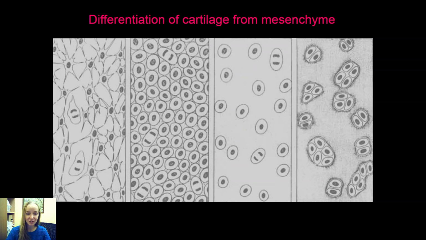Differentiation of cartilage from mesenchyme. Cartilage is formed from the mesenchyme, and it's not so difficult a process because we have mesenchyme and then we have a cartilage. First, mesenchymal cells aggregate in the areas called cartilaginous blastema. So we have some kind of blastema, cartilage blastema, just aggregates of mesenchymal cells that start to differentiate into chondroblasts.